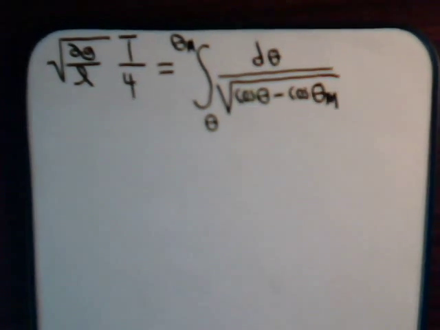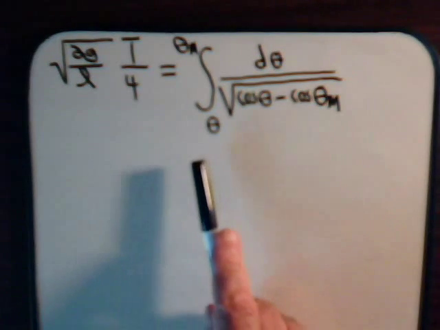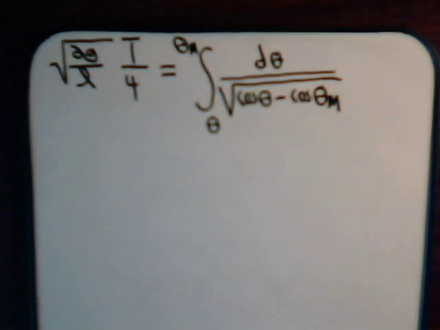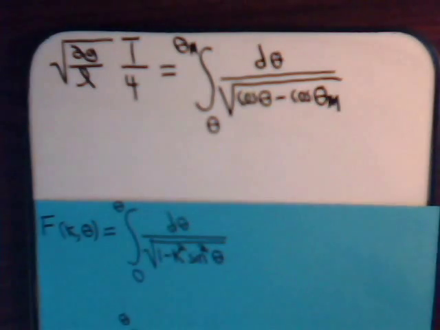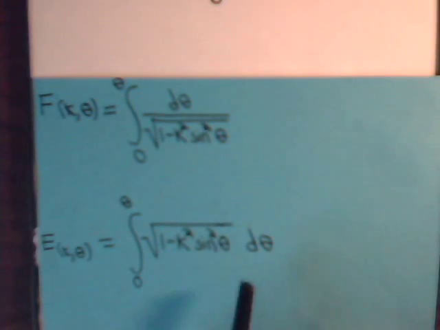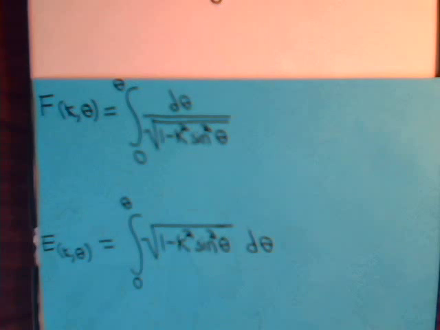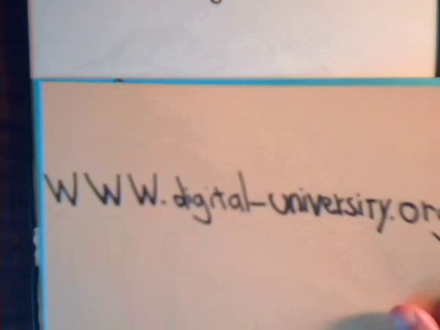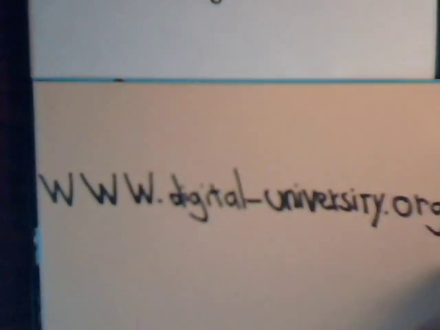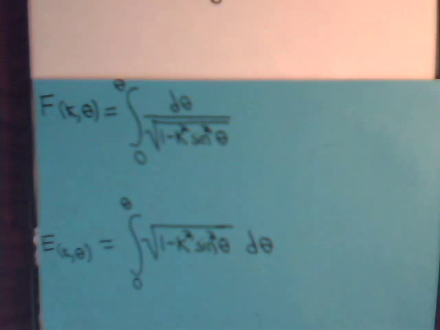Now, to solve this integral, it's going to involve elliptic functions, and elliptic functions in trig form are these two general forms. Again, if you go to the website at digital-university.org and click where it says free calculus videos and then scroll down to where it says integral functions, you see we have videos dealing with the gamma function, the beta function, and with these types of elliptic functions.